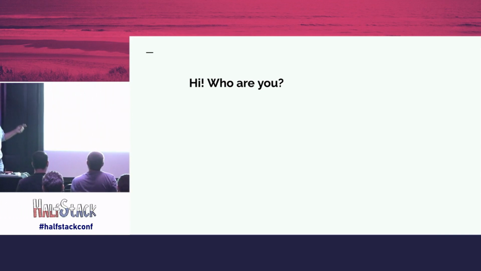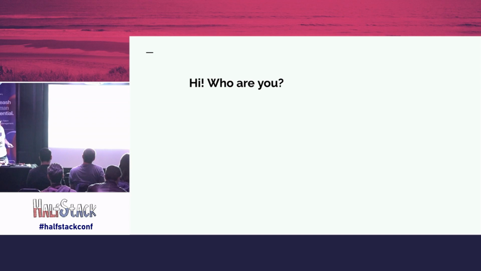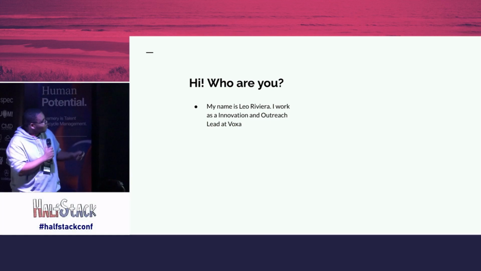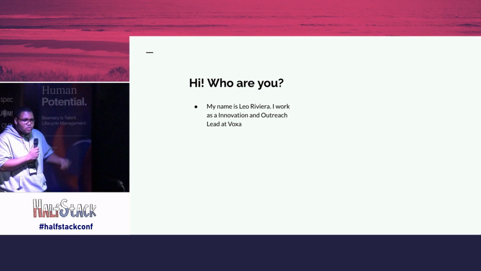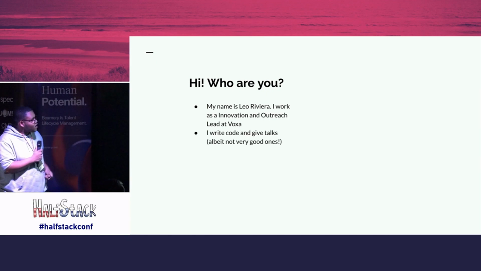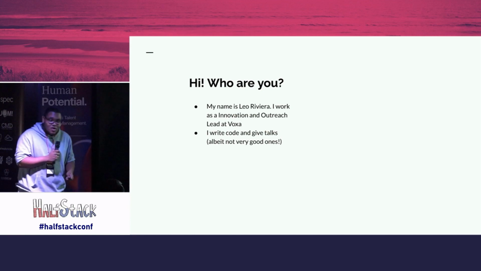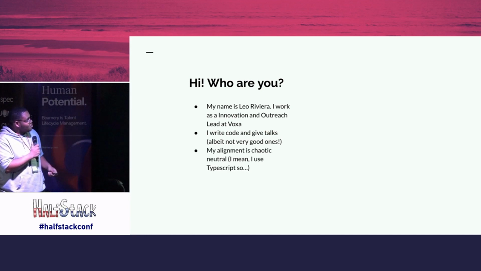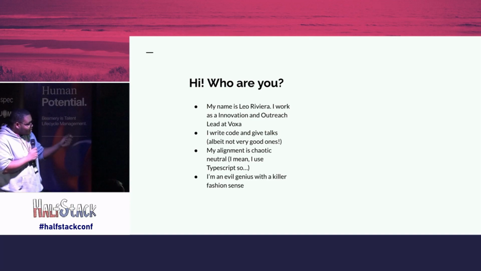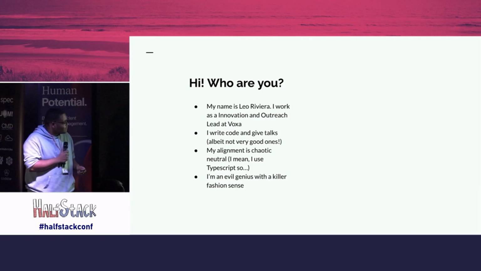So the first question I get asked is, hi, who are you? And the second one is where in my house, but my name is... this is going down the drain already. I work as an innovation and outreach lead at Voxer, so basically I smile, shake hands, and do corporate stuff. I write code and give talks, albeit not very good ones. I'm chaotic neutral because I use TypeScript, and also I'm an evil genius with a killer fashion sense.